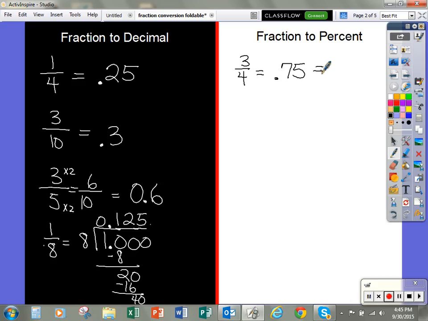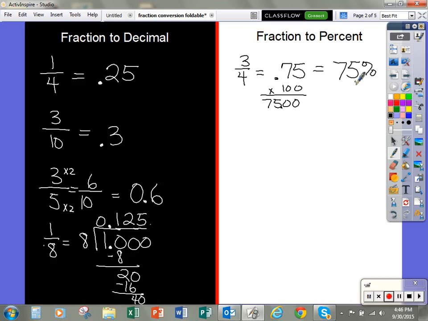How do we go from decimal to percent? We simply multiply it by 100 and then count over. So 0.75 times 100 is 75, which equals 75%. And I know that this is true because percent always means out of 100. So if I have 75 hundredths, I have 75 out of 100, which is 75%.